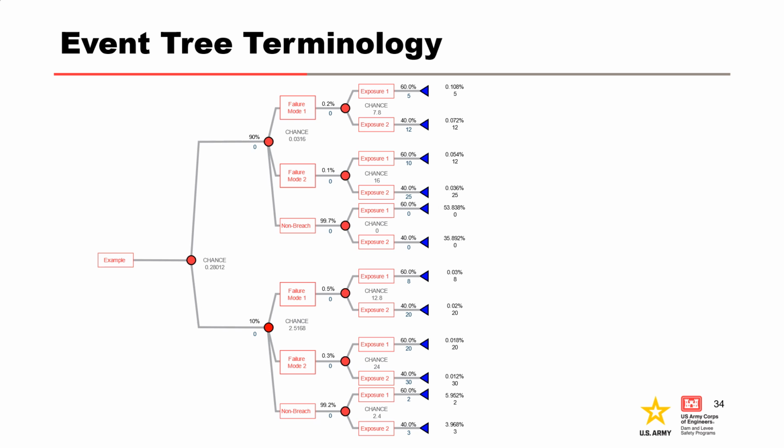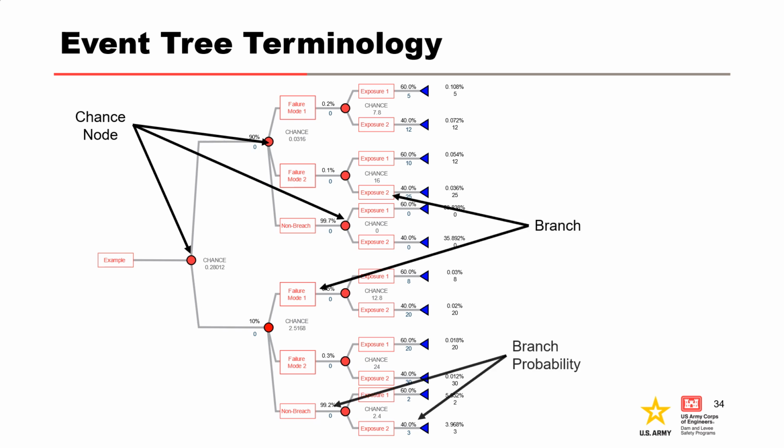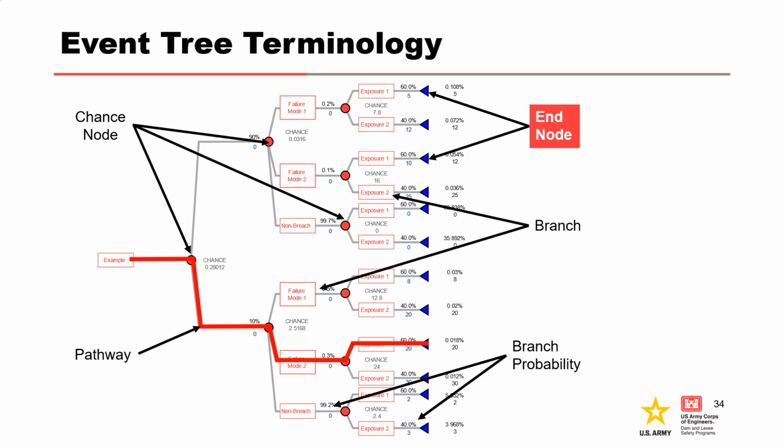Here is an example of an event tree. Each branching point of the event tree is referred to as a chance node. Branches and their associated branch probabilities emanate from each of the chance nodes. In the last node at the rightmost side of the event tree are end nodes, which are aptly named because that's where the tree ends. An event tree pathway goes from node to node along the branches until you reach an end node or outcome.